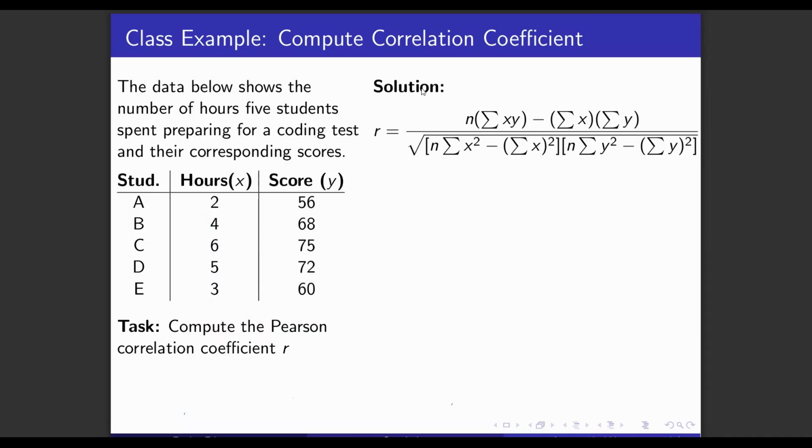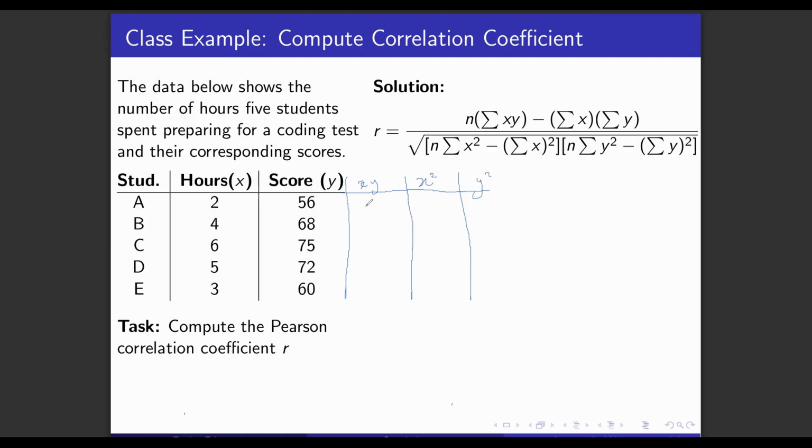So we move straight to the solution. We have the formula here, okay? But according to the formula, we need summation of x. We already have the x values here, so we leave it at that. We need summation of y. We already have the y values. We need summation of xy. So I'm going to create a column for xy. And then we also need summation of x squared. So I'm going to create my x squared column and then create my y squared column.